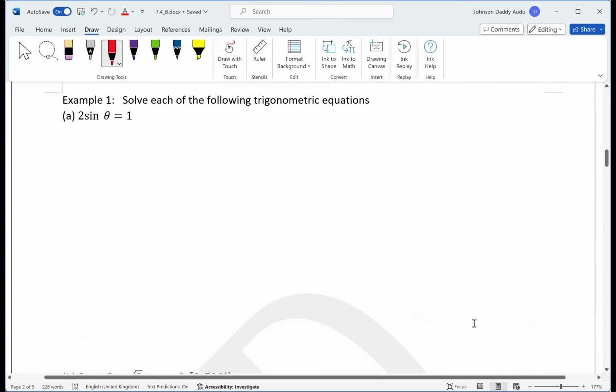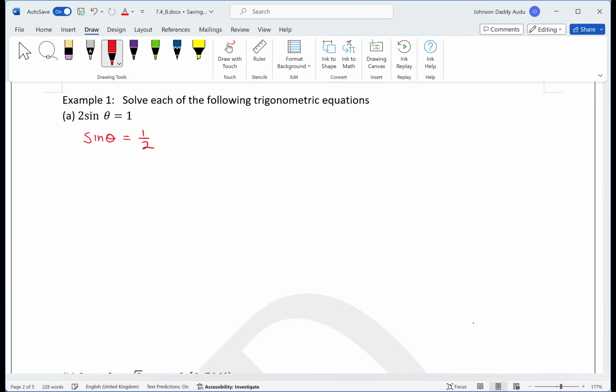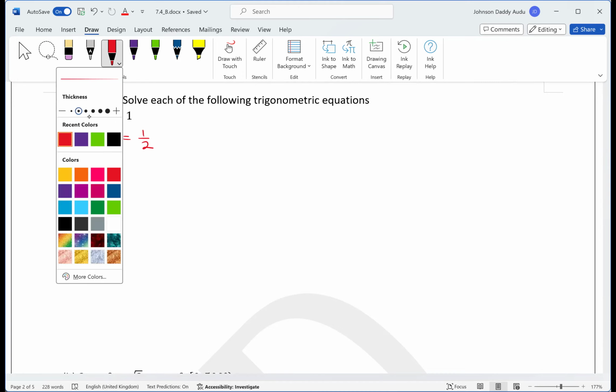Now let's just take an example. Let's go to the example straight. So this is 2 sine theta is equal to 1, and we want to find the value of theta. So how do we proceed? Here we can just go straight and divide both sides by 2, so that we will have sine of theta is equal to 1 over 2.